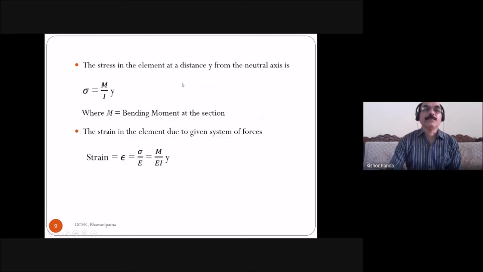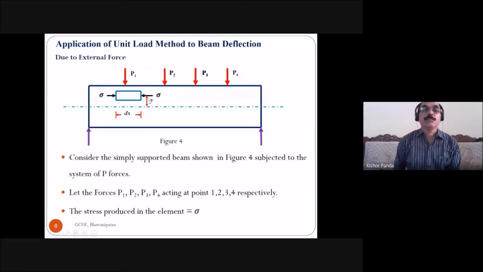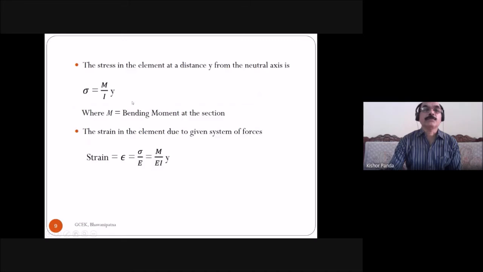Then what is the stress in the element at a distance y from the neutral axis? You know from the theory of pure bending. What is the theory of pure bending formula? M by I is equal to sigma by y is equal to E by R. From that relation, you can find out the stress produced in the element at a distance y. So sigma is equal to M by I into y, where M is the bending moment at the section.